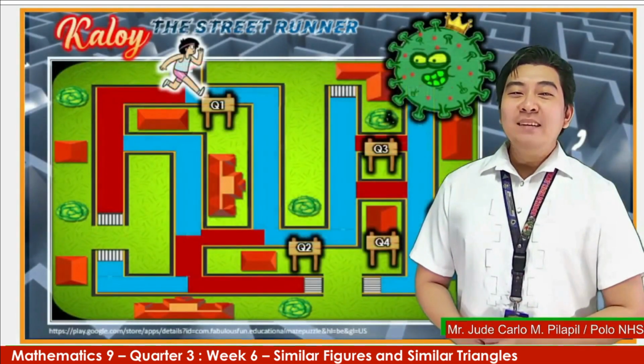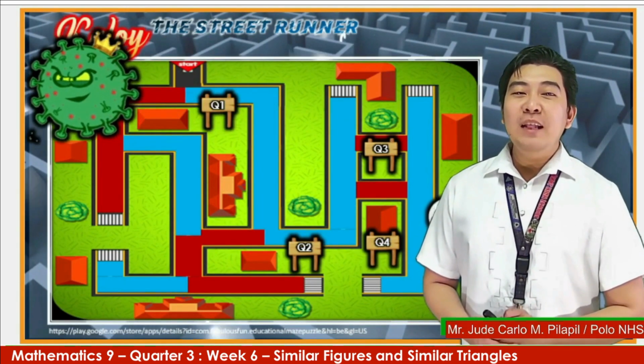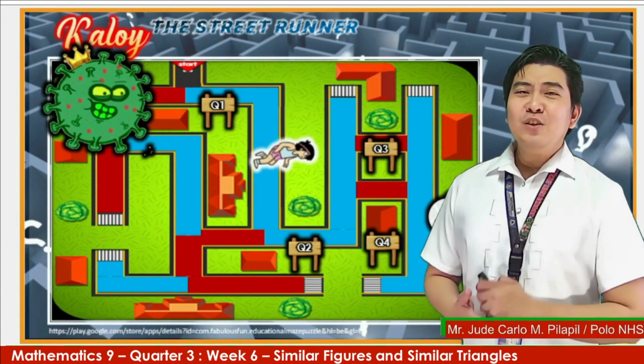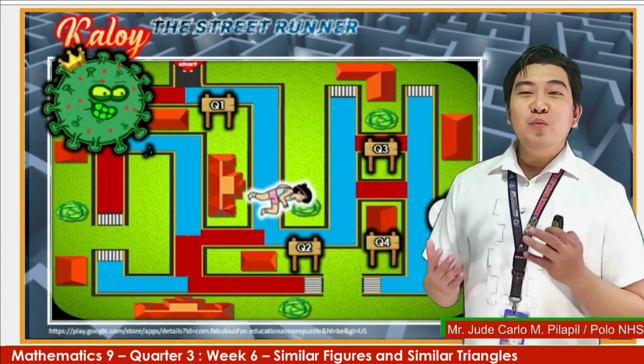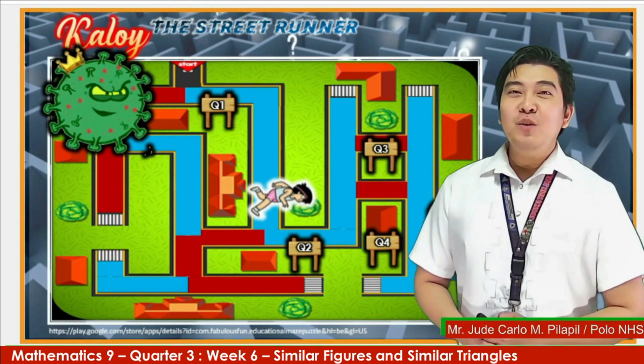We already passed the first checkpoint, but the coronavirus still follows Kaloy. Let us continue helping Kaloy so that we can lead him back home. Let us proceed to the second question.